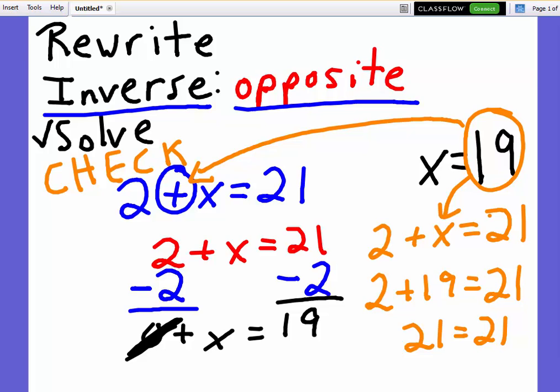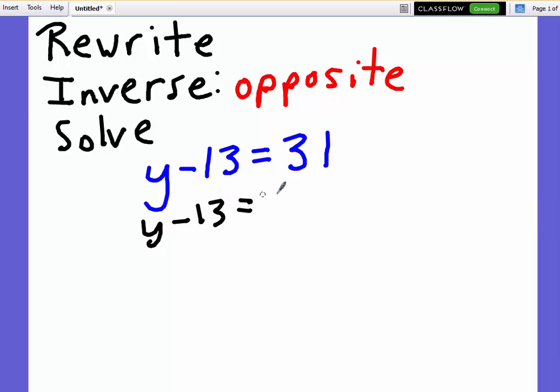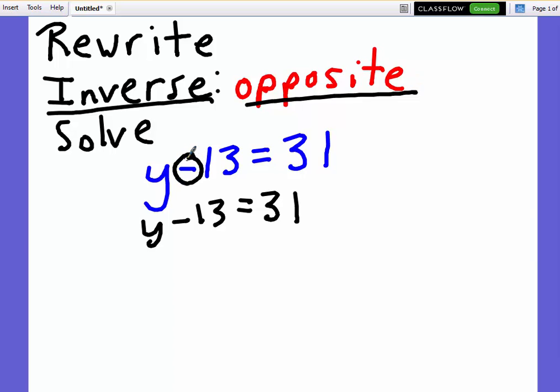Let's practice a subtraction problem now. I still have the same steps. Rewrite, inverse, solve. So my problem I'm going to do is y minus 13 equals 31. So I'm going to rewrite my problem using the first step. y minus 13 equals 31. I'm going to do the inverse. So inverse means that opposite. So what math operation am I doing? Well, I'm doing subtraction. So the opposite of subtraction is addition.